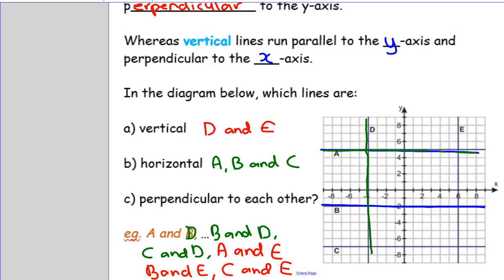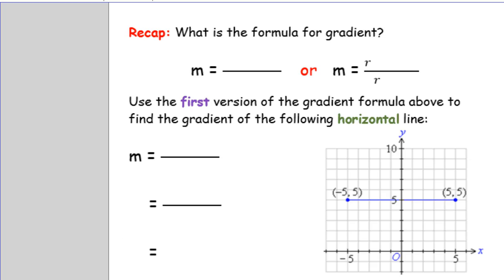So now let's move on to the next page. Pretty basic so far. So recap. What is the formula for gradient? So you probably remember from the warm-up, it's either rise over run, or in terms of coordinates, the rise is the same as y2 minus y1, and the run is the same as x2 minus x1. So they're your little formulas.